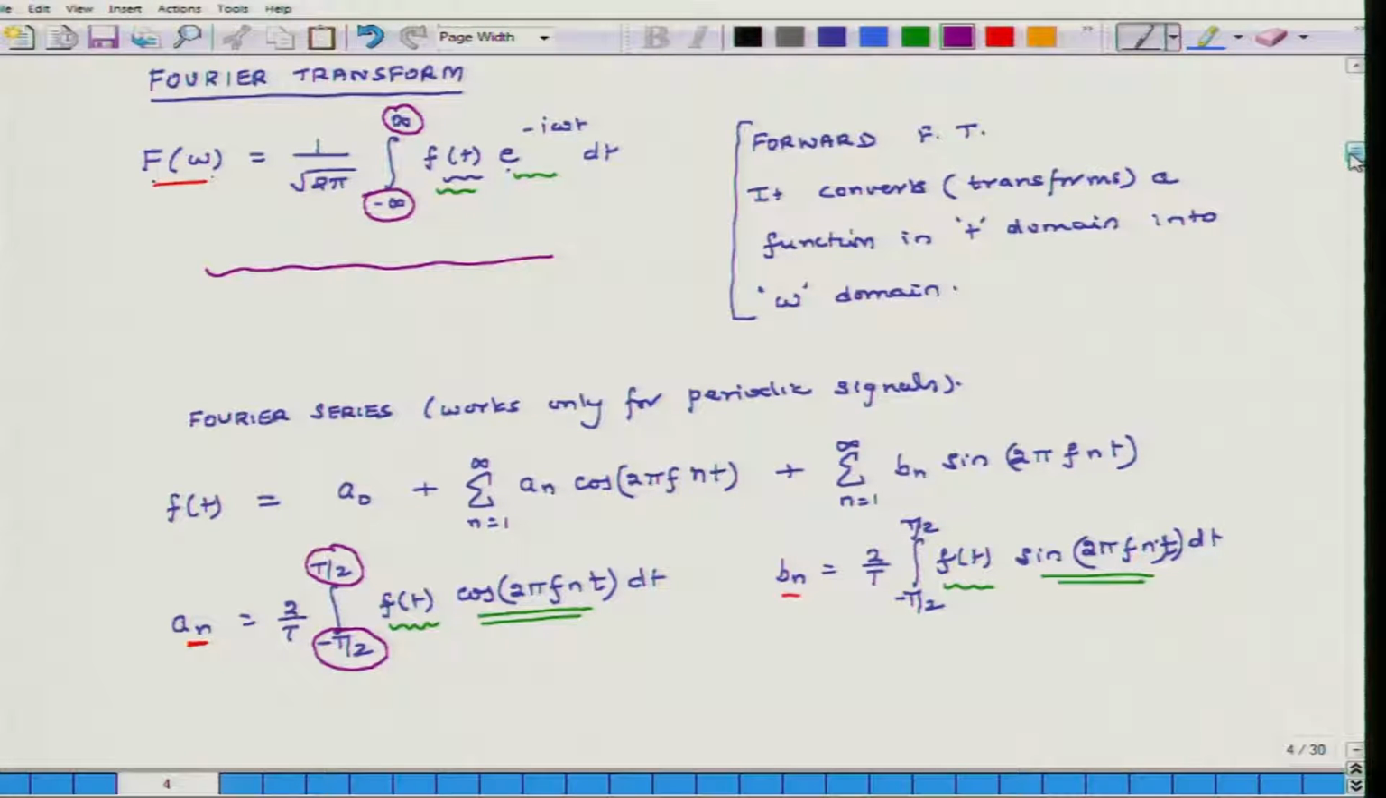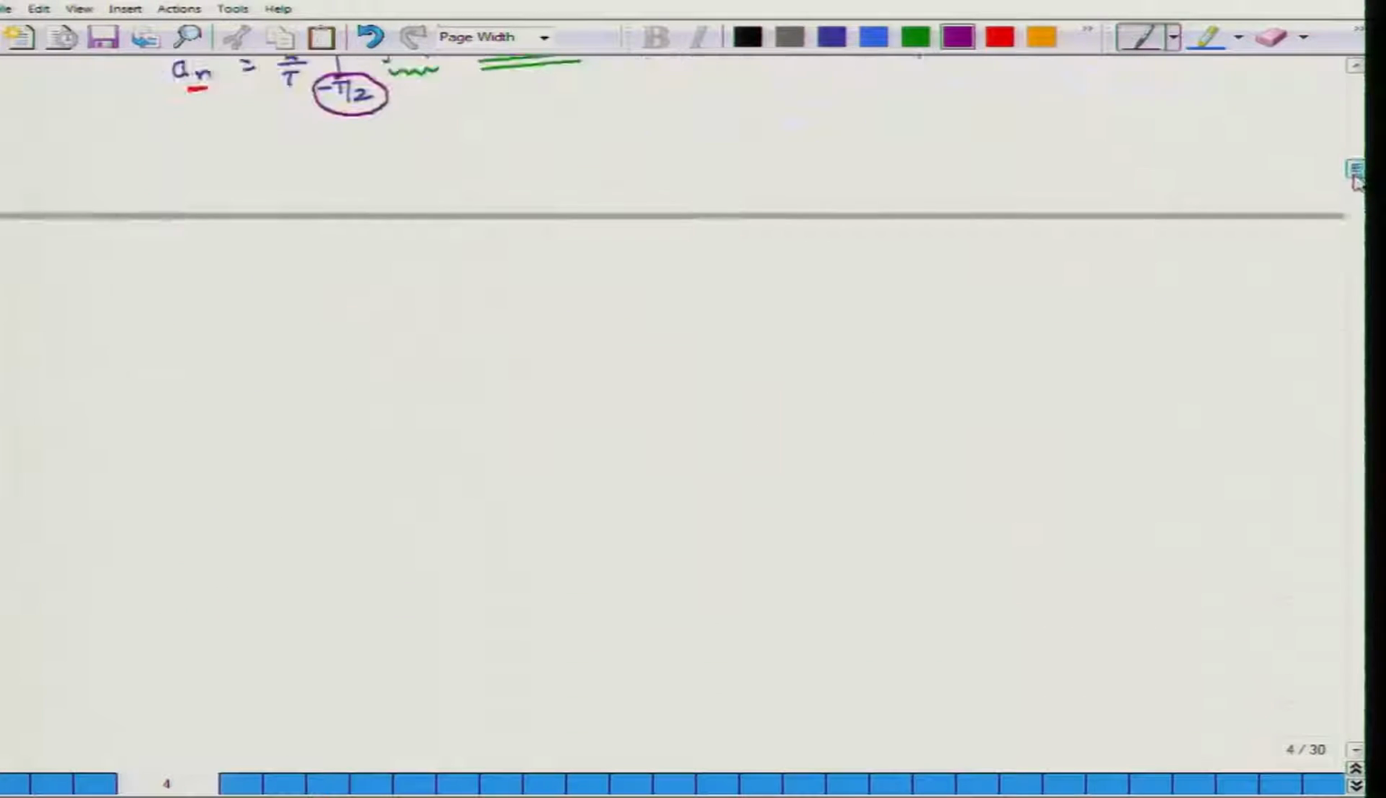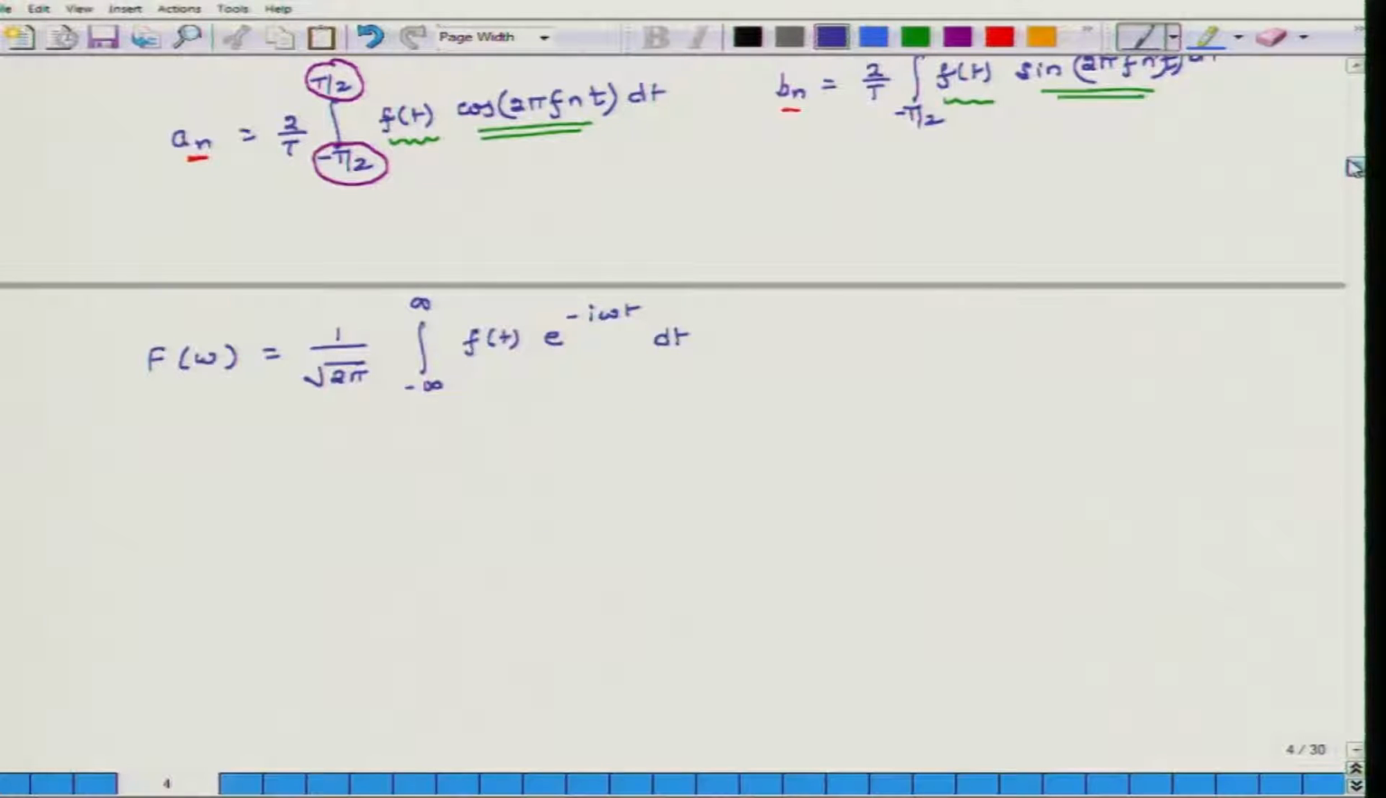So these are some of the important things. Now a couple of comments. First, before we comment on this: F(omega) equals 1 over the square root of 2 pi, integral from minus infinity to infinity of f(t) e to the power of minus i omega t dt. That is our transformation. Now we make some comments.